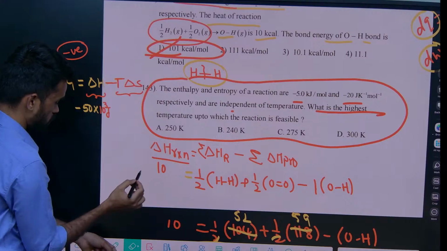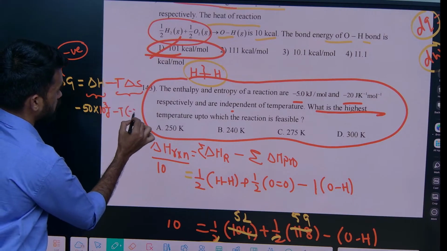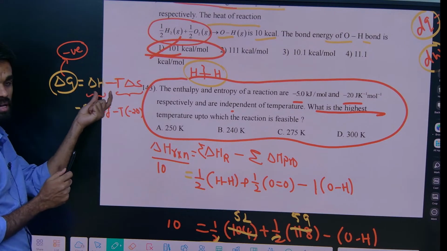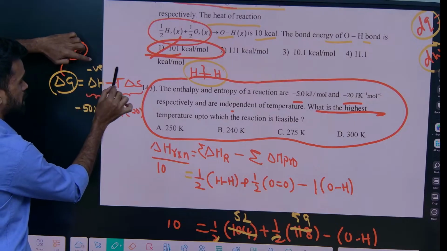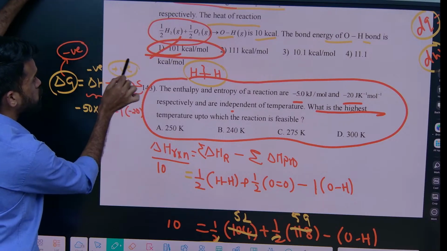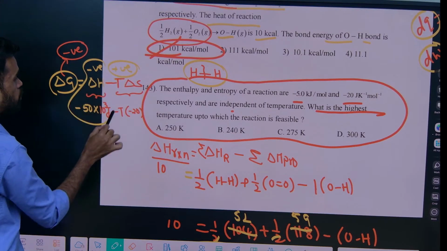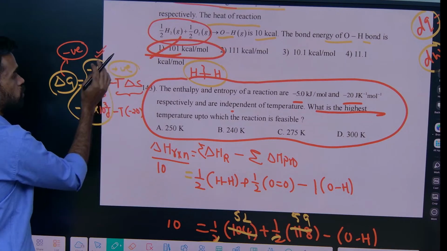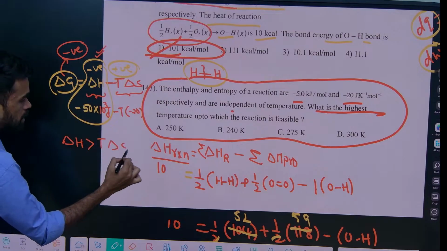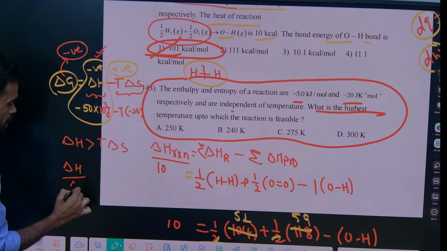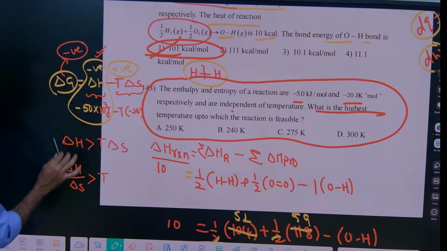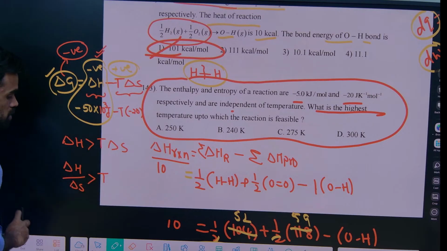See what they have mentioned, this is minus of T and this is minus 20. In order to make delta G negative, the overall term should be negative. The first term is negative, and the second term becomes positive because negative into negative becomes positive. So which term should dominate here? The first term has to dominate. So delta H should dominate delta S. It means delta H by delta S should be greater than T here. Then only delta G becomes negative and the reaction will be spontaneous.